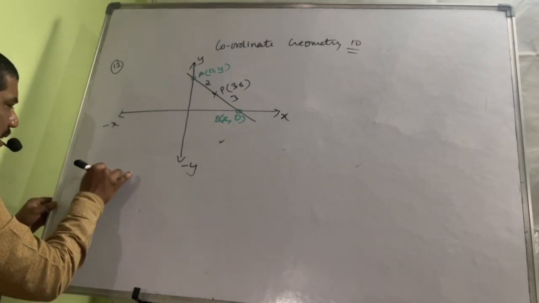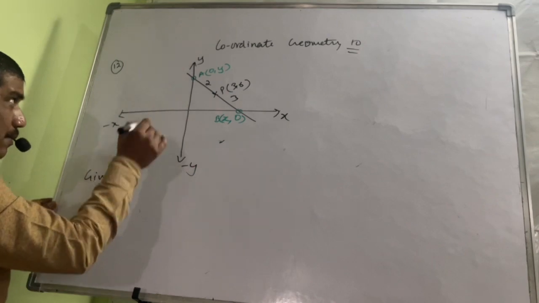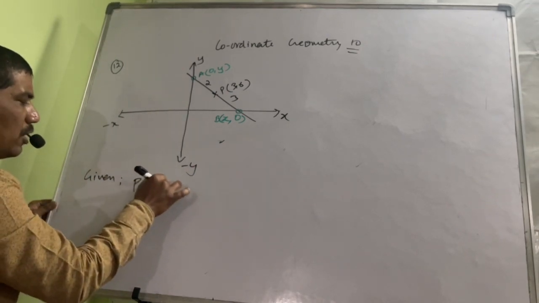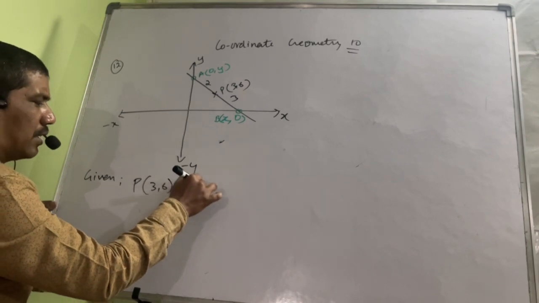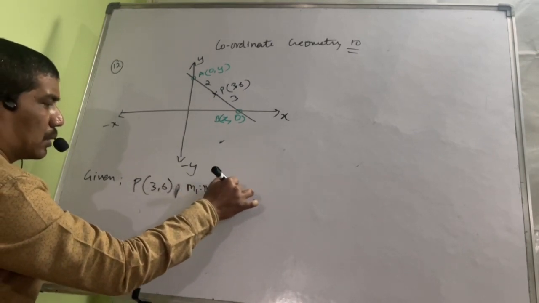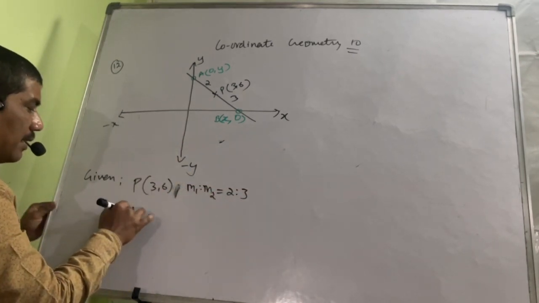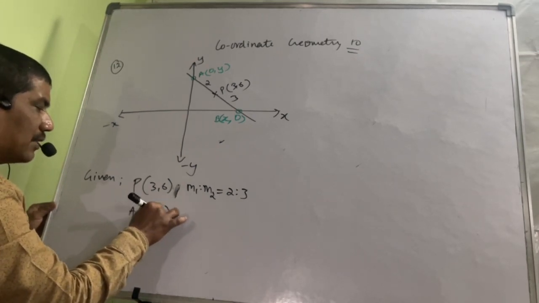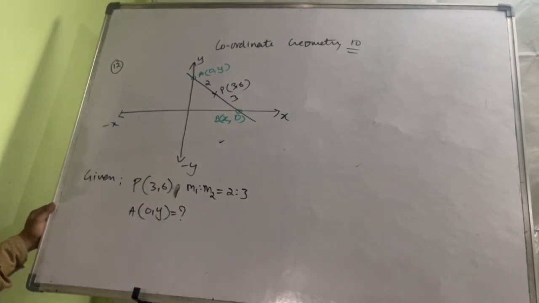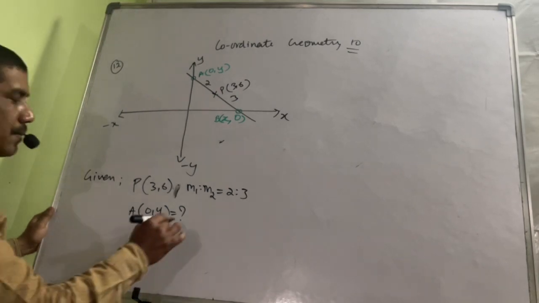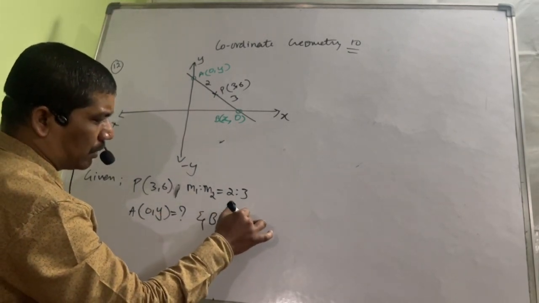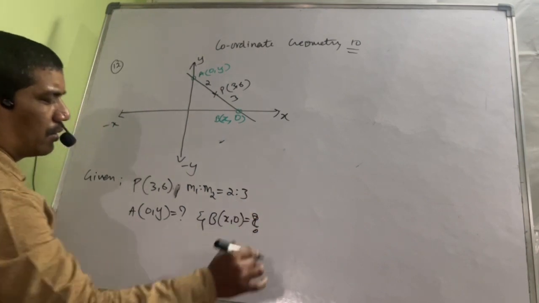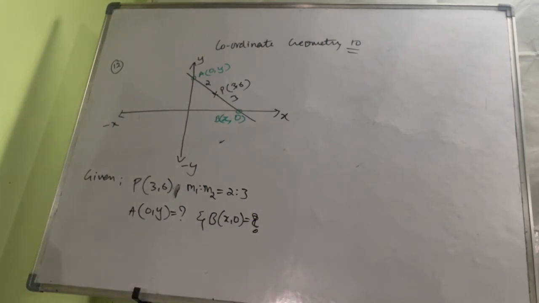Okay, a little bit of detail I am writing, as we have only one such type of question. P is 3, 6, given. M1 is to M2 is given, that is 2 is to 3. A is 0, y, not given. We should find out, that's why question mark. B is x, 0, we don't know, that's why question mark. Is it clear to all of you now?